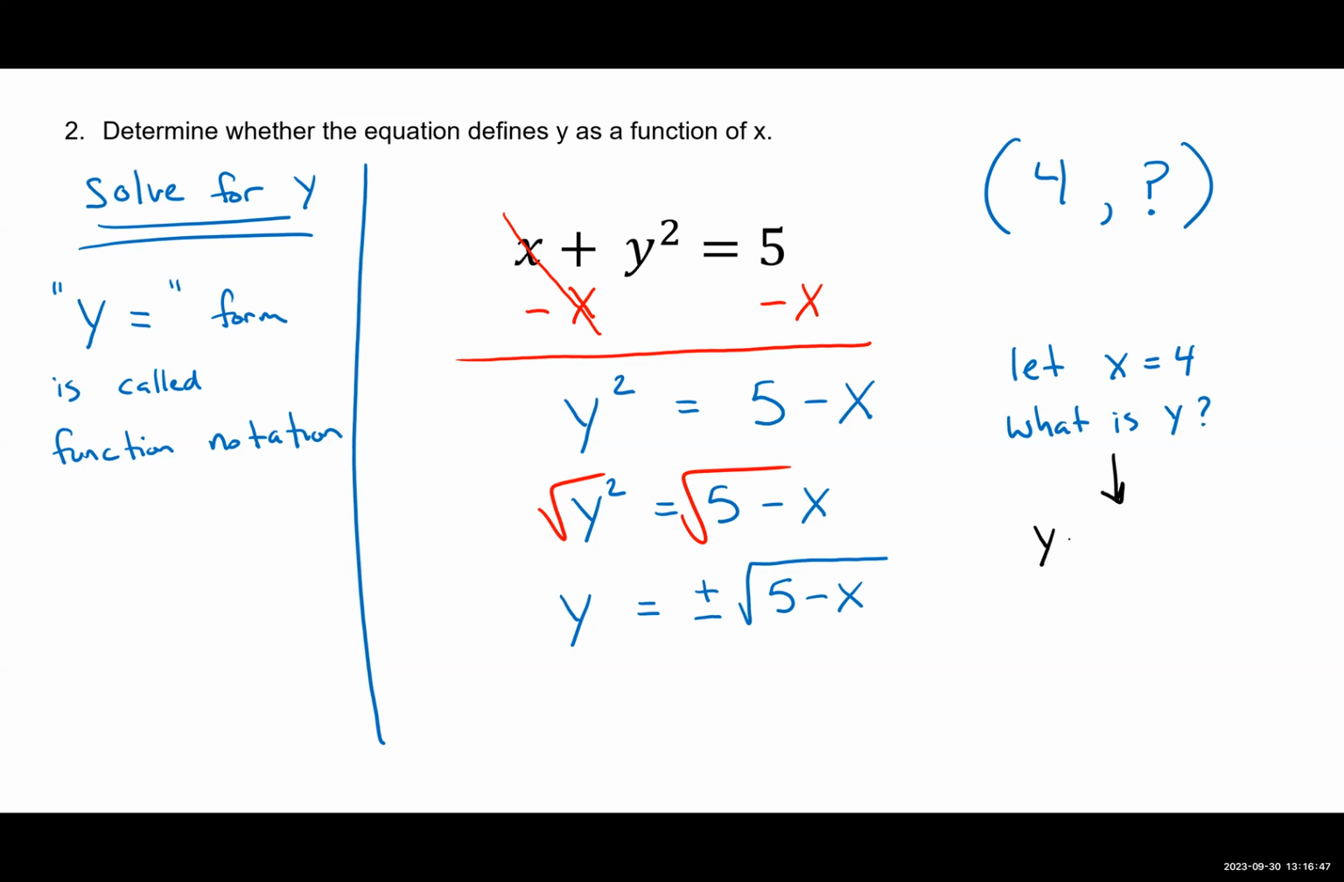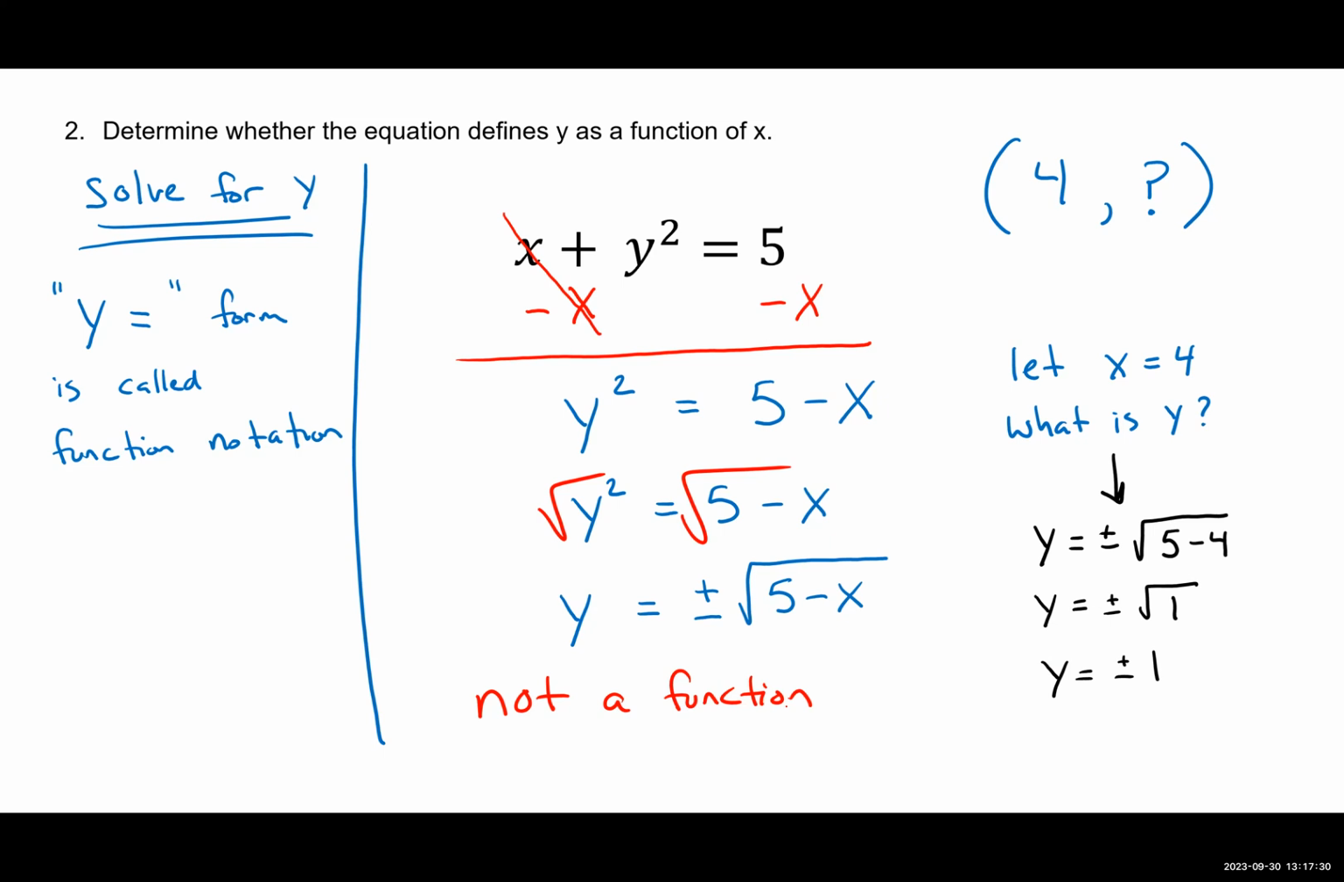then we would say y is equal to plus or minus the square root of, instead of 5 minus x, we'll say 5 minus 4. So y is equal to plus or minus the square root. 5 minus 4 is 1. And the square root of 1 is 1. So y is equal to plus or minus 1. So we actually get two different y values for the same x value. So the answer here is no, it's not a function.